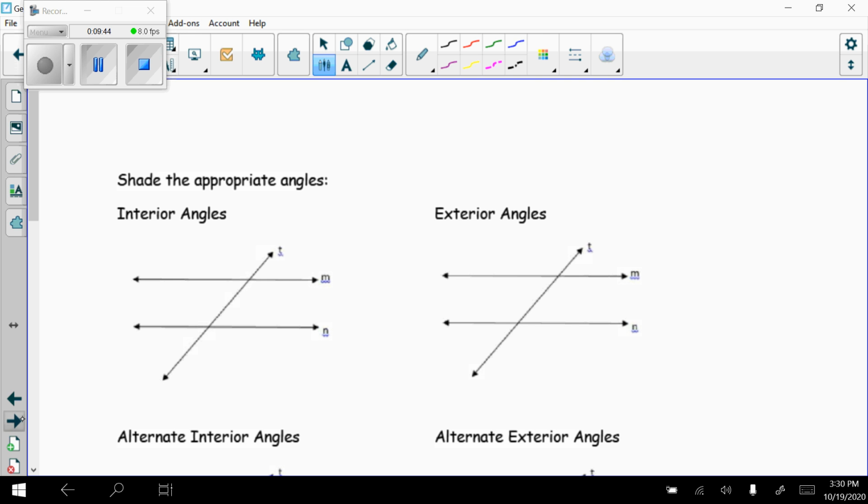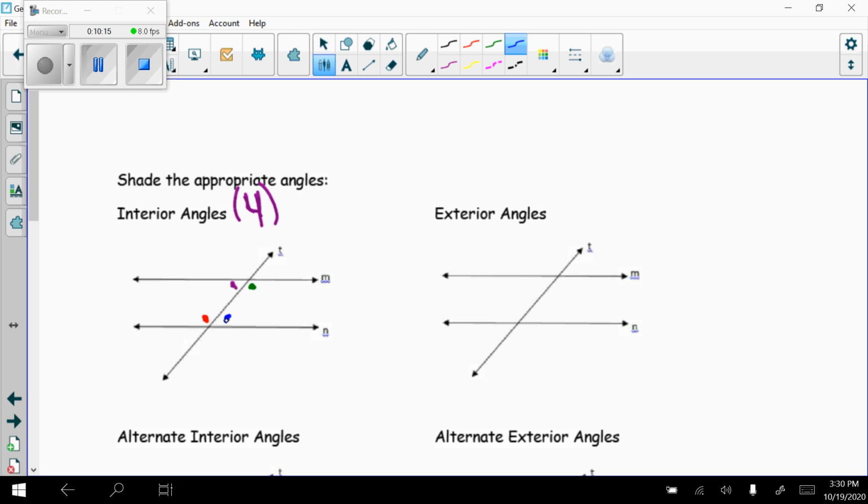Okay, so shade the appropriate angles. You might want some different colored pencils or pens in order to do this. So our interior angles, we will have 4 of them. These are angles that are in between the two parallel lines. So here's one. I'm going to switch colors. Here's another angle right here. This is a third angle, and this would be our fourth angle. Those are our 4 interior angles.